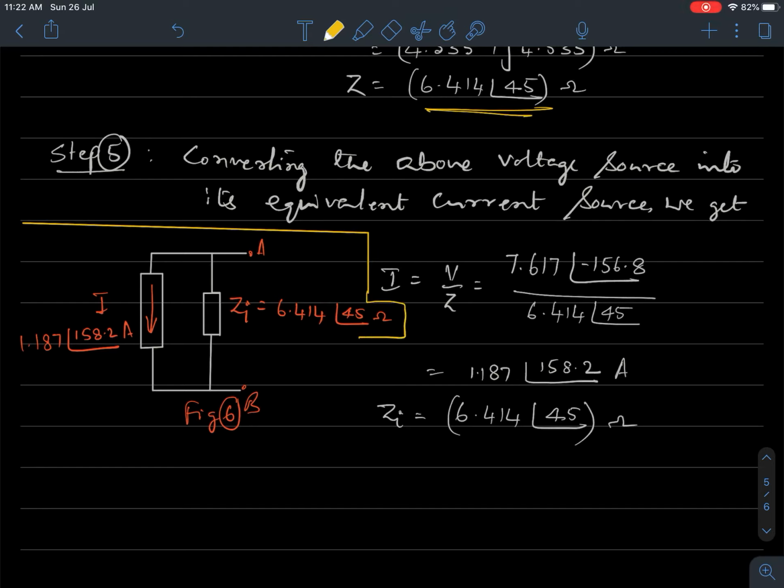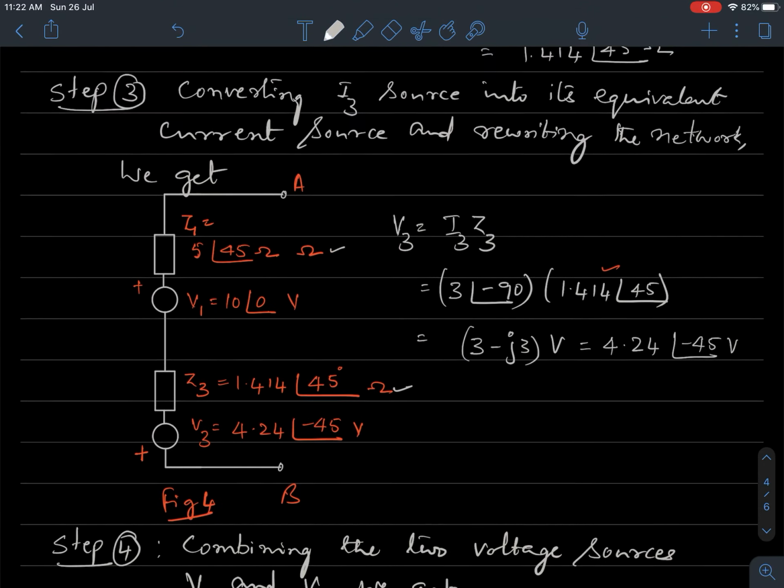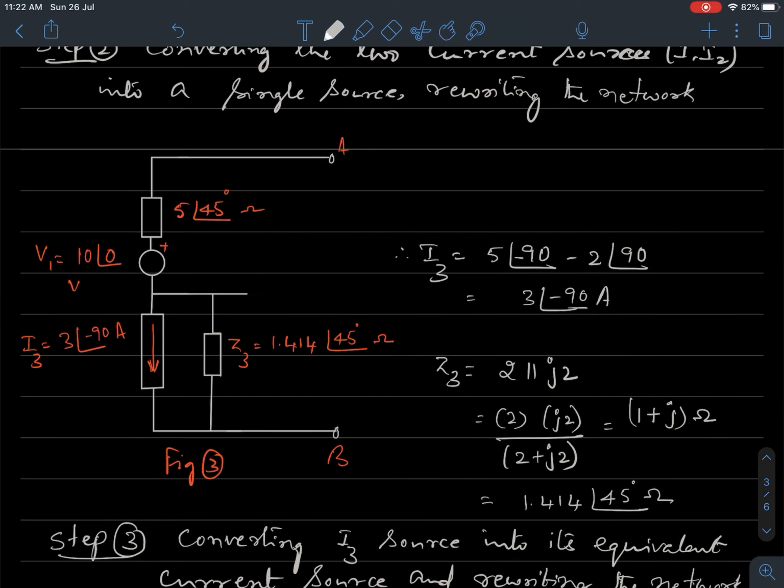of converting the given network into a current source. Don't mind the shape, but figure 6 gives the equivalent current source. So that's all. It is simple. You may have to identify the network properly and then see.